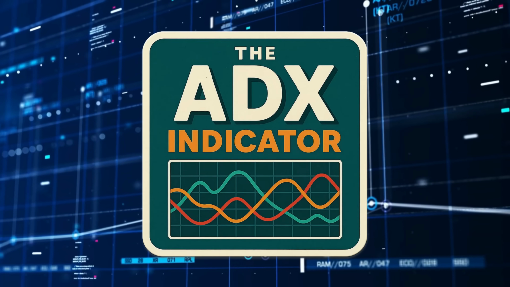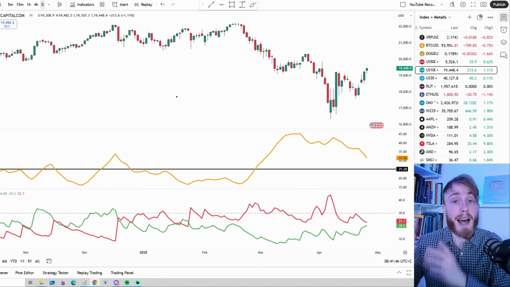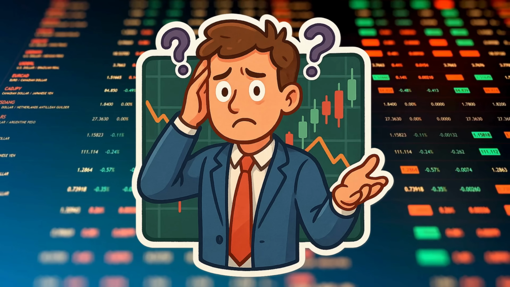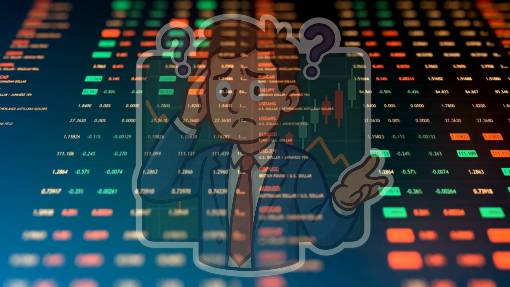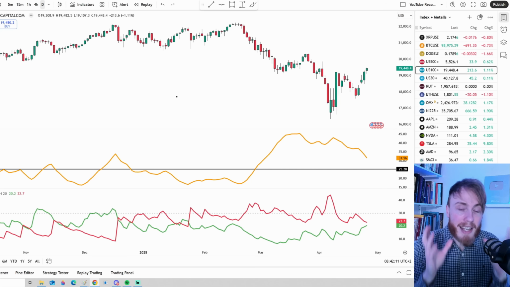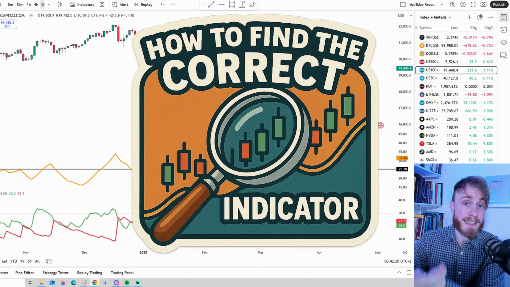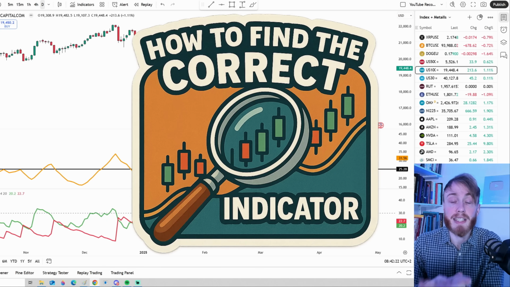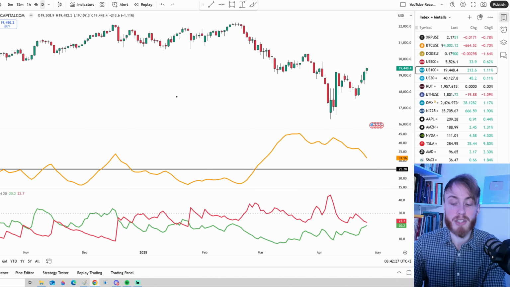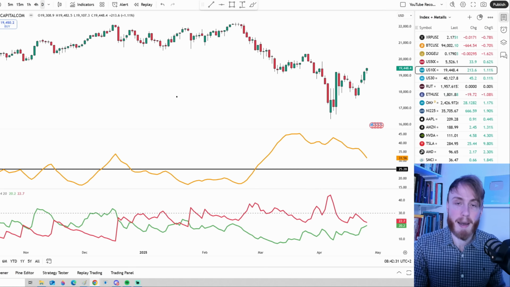The ADX indicator can be a very powerful tool, but only if you know how it actually works and how to use it correctly. Most traders completely misunderstand it. They see ADX as a simple buy and sell indicator, but it's actually much deeper than that. So in this video, you will learn how to find the correct ADX indicator in TradingView. That can actually be pretty hard. You will learn how it works, and you will also learn an ADX trading strategy, step by step.